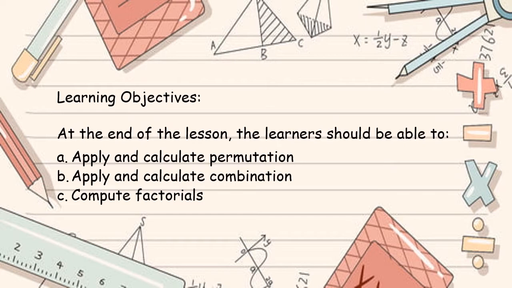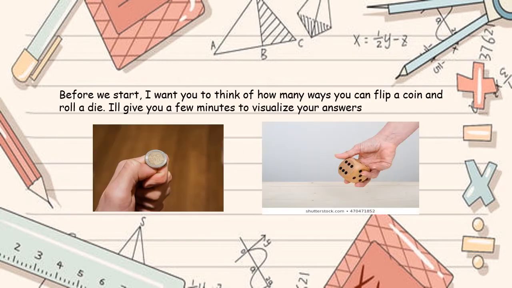Learning objectives. At the end of the lesson, the learners should be able to apply and calculate permutation, apply and calculate combination, and compute factorials.